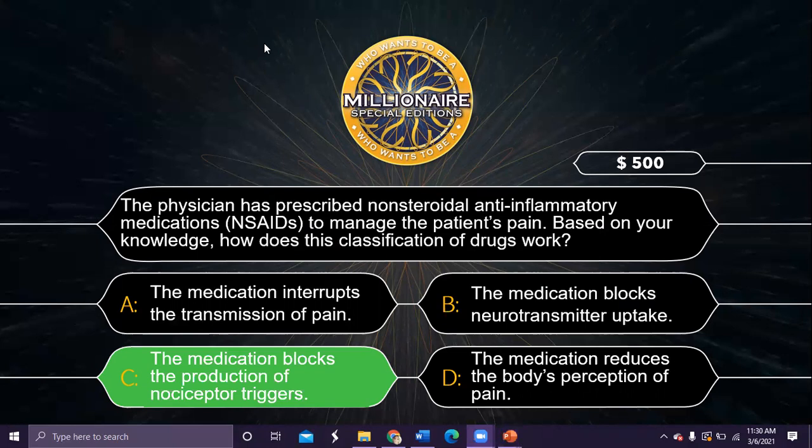It is in fact C, because when we give NSAIDs, we're going to reduce swelling and other inflammation and inflammatory and aggravating factors that may produce the triggering of those nociceptors, right? Or the stimulation of those nociceptors.